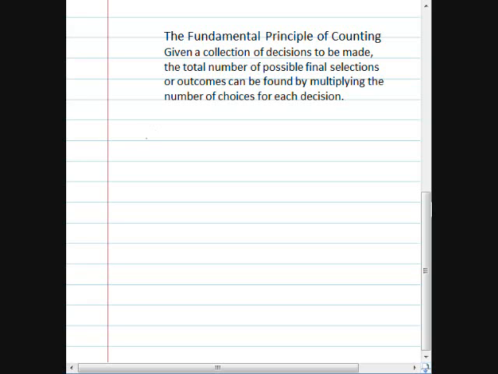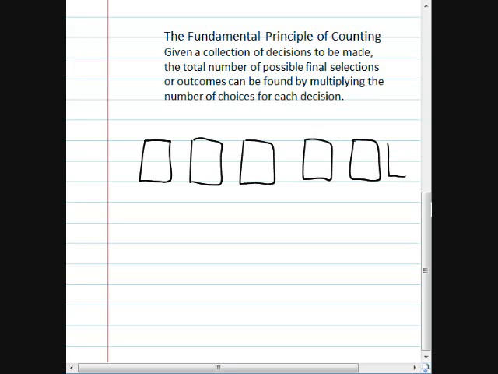When doing this by hand, it's a good idea to have a technique for doing this. We can draw a box for each decision that needs to be made. So we have 6 decisions. The first decision, and it's good to label the boxes, is to choose a letter. And then a letter, letter, letter, and finally a digit.